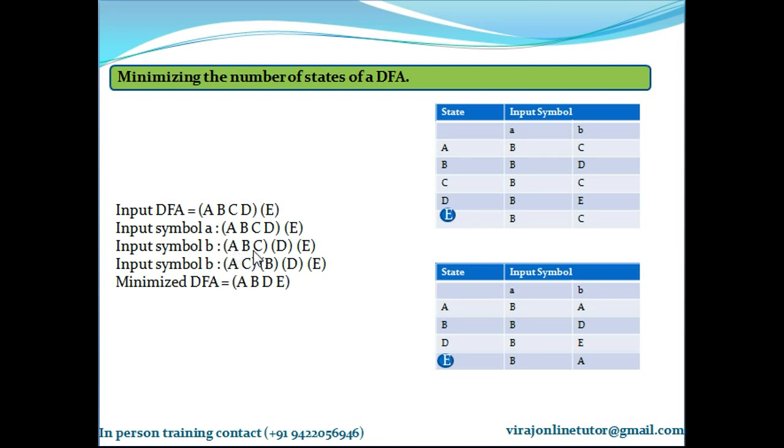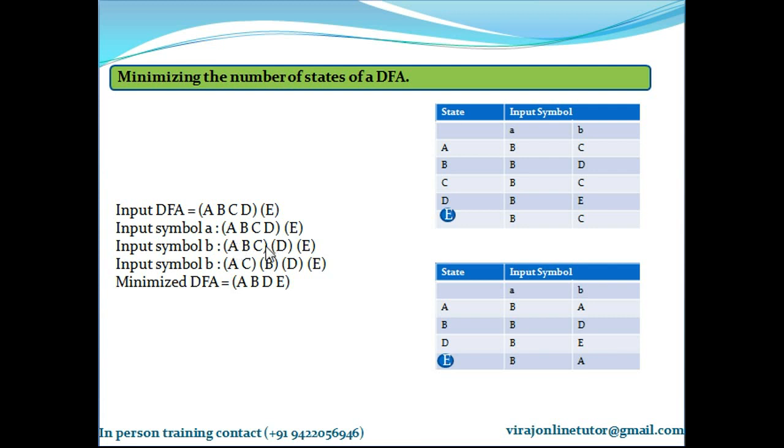Now we'll check whether this group can be split up on small b input symbol. So A on B goes to C, same group. B on B goes to D. So B on input symbol B goes to a different group. That's why B gets split up. C on input symbol B goes to C, which is the same group. That's why it does not get split up. C remains with A.